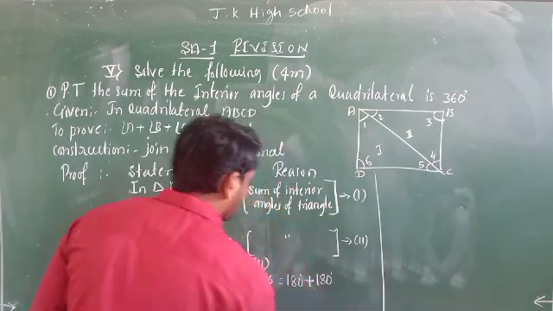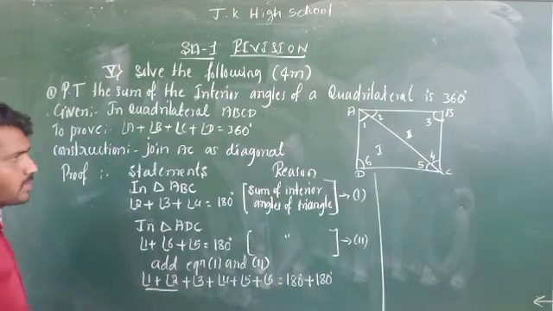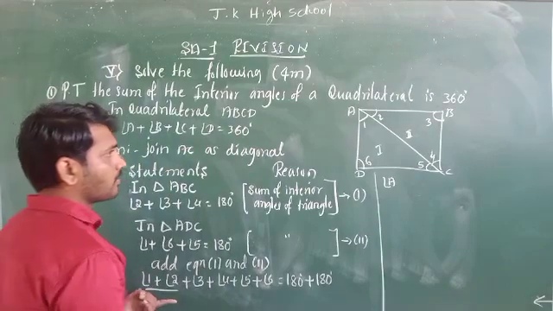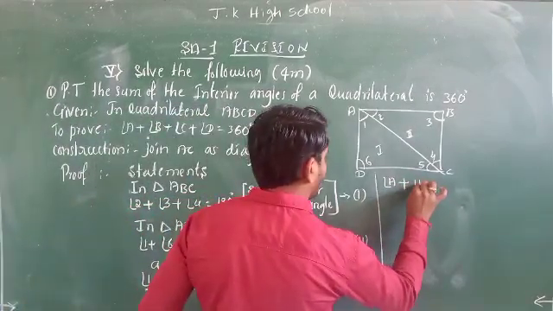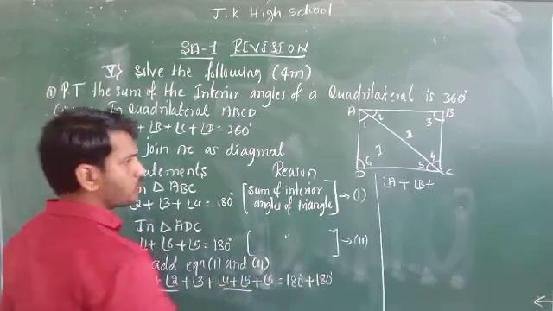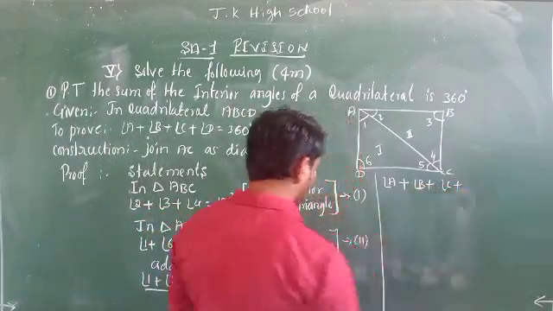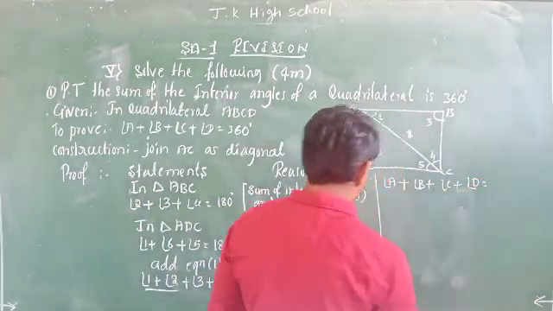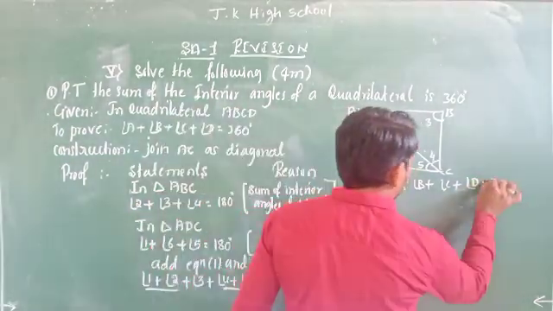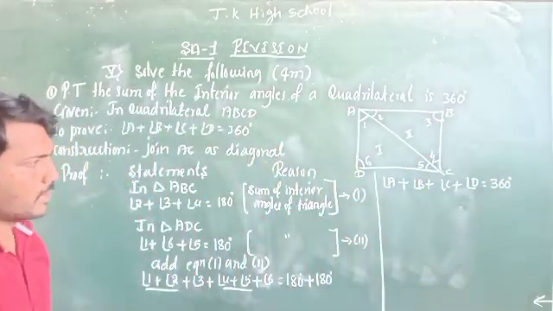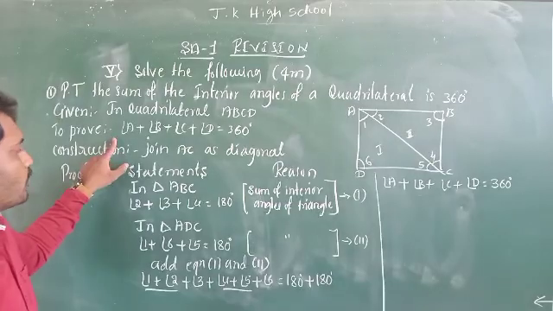Okay. So I will continue here. Angle number 1 plus angle number 2 means what? Angle A. Angle number 3 means what? Angle B. Angle number 4 plus angle number 5 means what? Angle C. Angle number 6 means what? Angle D. 180 plus 180 is how much? 360 degree. Understanding?